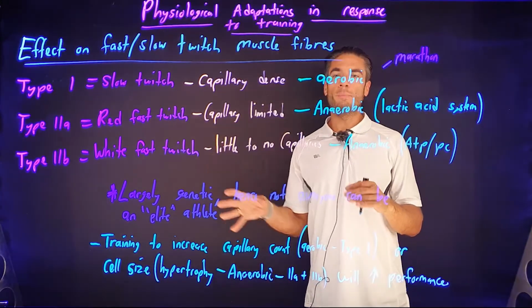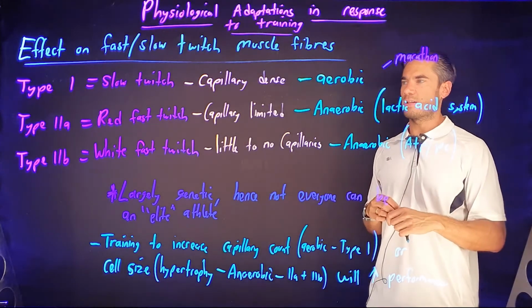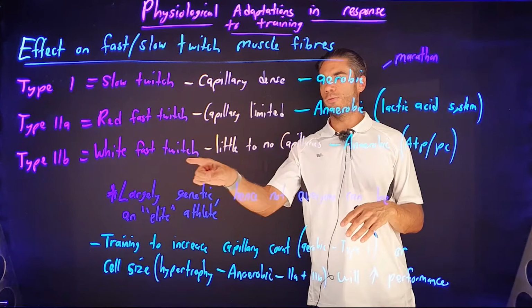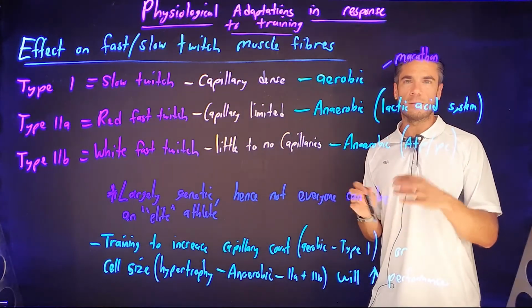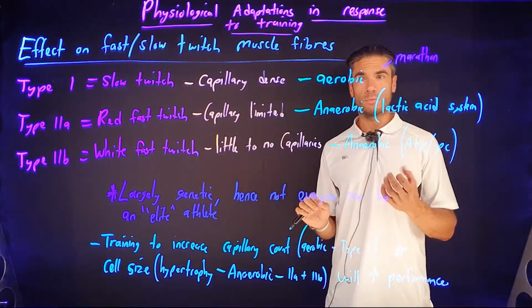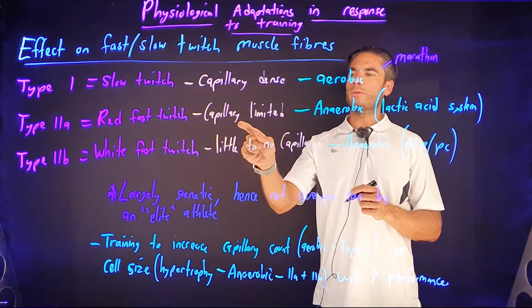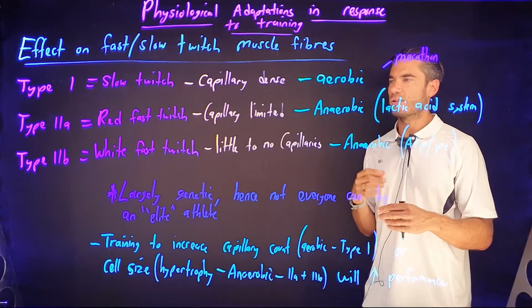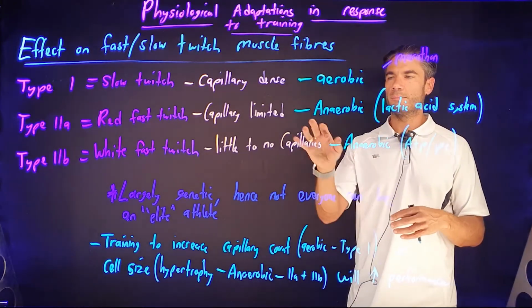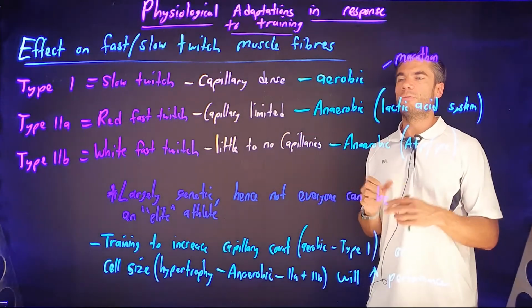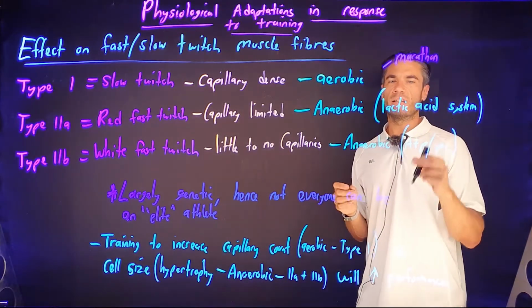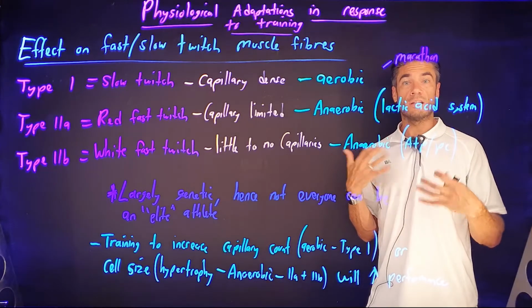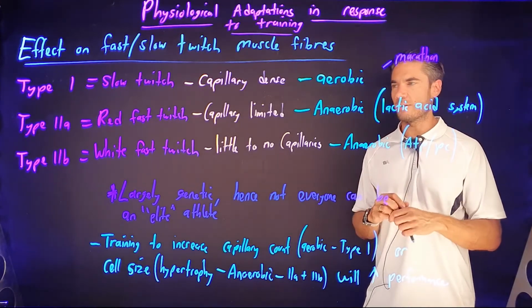Type 2A and 2B fibers are our anaerobic type fibers, okay? So type 2A is what we call red fast twitch, and type 2B is white fast twitch. They're called that simply because underneath a microscope, one looks red and one looks white, okay? The red fast twitch ones are capillary limited, so they don't have many capillaries, but they do have some, so it's not completely a no-go. It is best suited for anaerobic type training, and we're looking more at the lactic acid system, okay? So this is the one that would hold glycogen, for example, to create ATP.